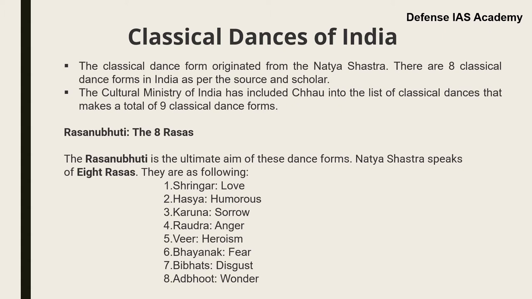So the rasanubhuti is the ultimate aim of these dance forms. And while speaking about these rasas, the Natya Shastra has 8 rasas. One is Shringar, which shows love; the second is Hasya, which shows humor; third is Karuna, which shows sorrow; fourth is Raudra, which shows the anger form; fifth is Veer, which is heroism; sixth is Bhayanak, where they show fear; seventh is Bibhats, which shows disgust; and 8th is Abhut, which is wonder. It shows the excitement, the wonder. So those are the 8 rasas that come in the classical dance of India.